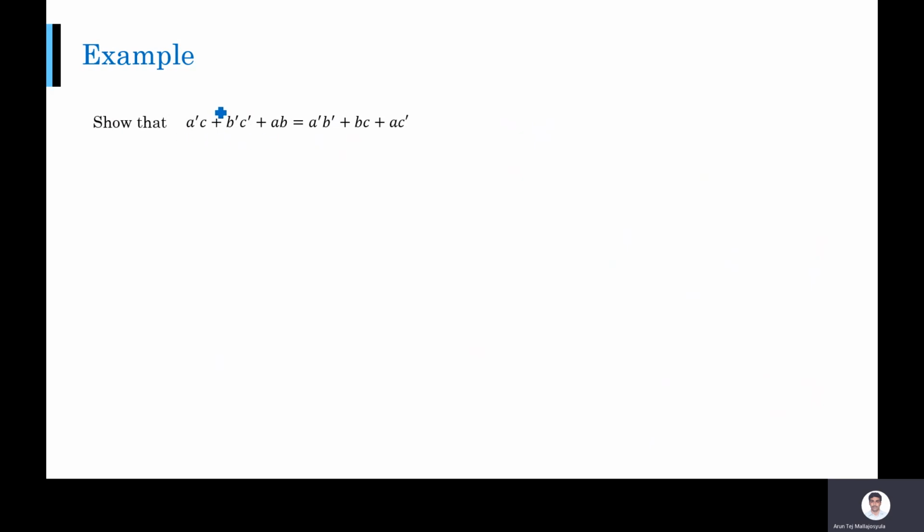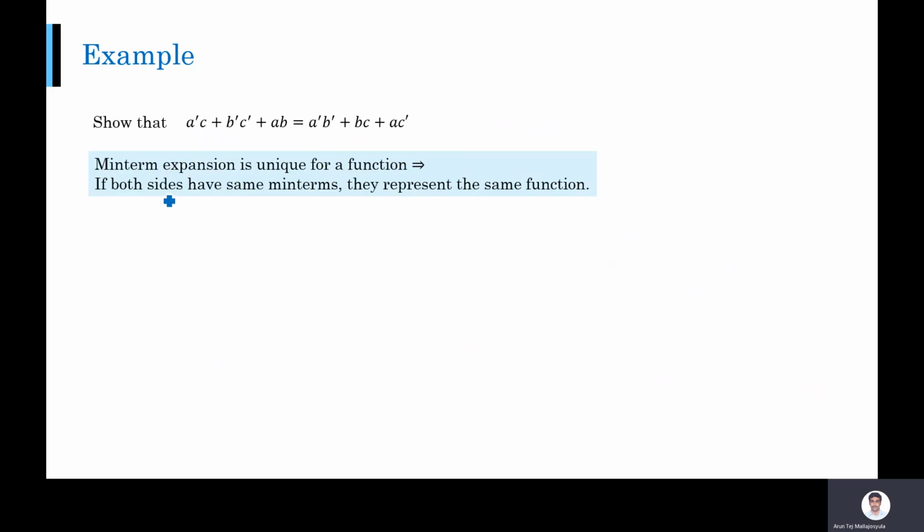How do you do that? All you need to do is put all the missing variables in using the equation x plus x dash is equal to 1. Same thing you can do here, and you can list all the min terms. If both sides have the same min terms, they represent the same function because min term expansion is unique.